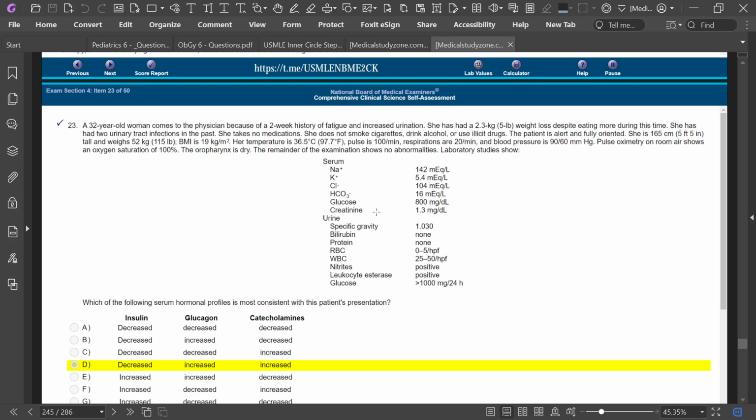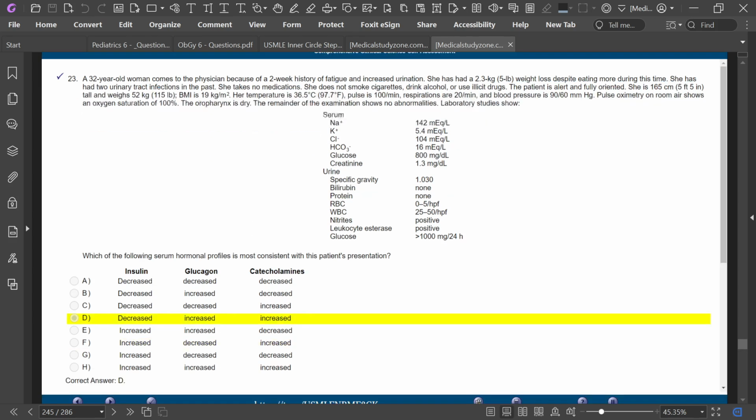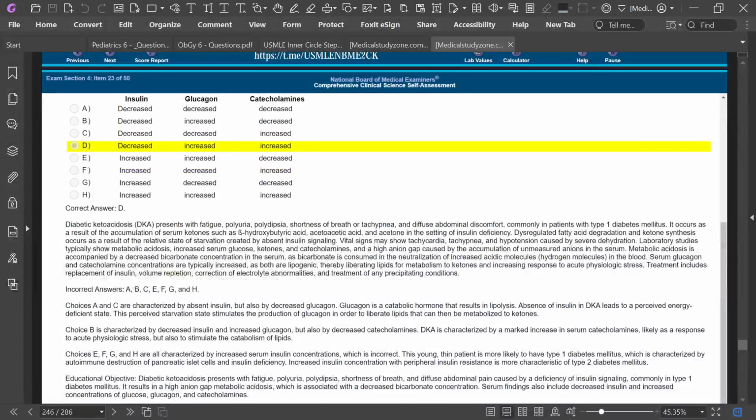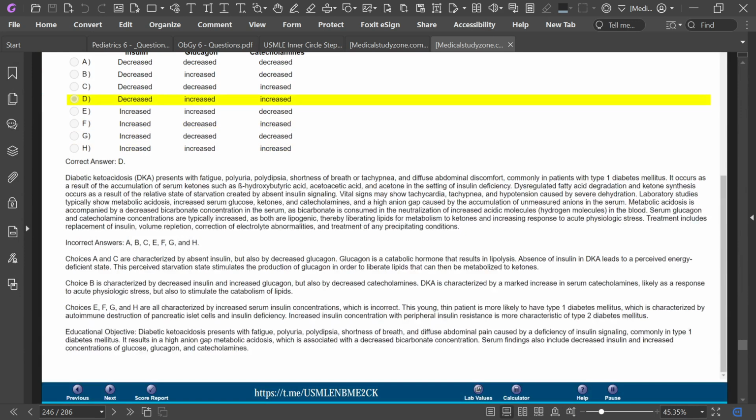Okay, got you. And they haven't told us about the ketones. So there is no ketone here. Okay, I'm reading the explanation now. I don't know why it is not HHS.